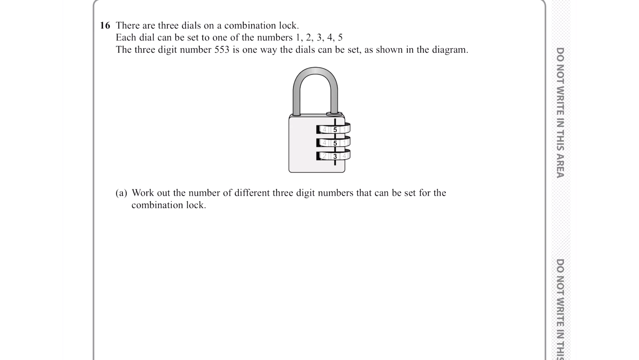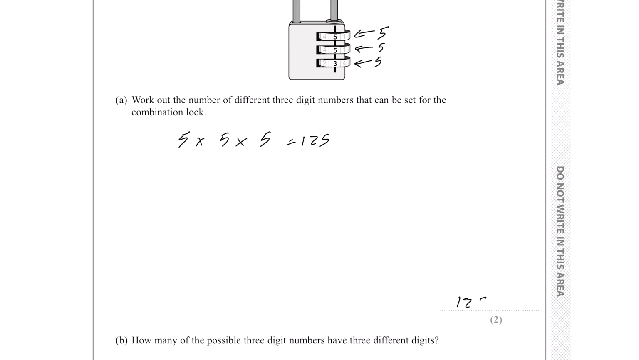So with the next one, we've been given a lock. Each combination can have 1, 2, 3, 4, and 5. So each one of these has 5 numbers on. Work out the total number of different digits that can be set. So the first one can have 5, the second one can have 5, and the last one can have 5. Now 5 times 5 is 25, and then 25 times 5 is 125. So that will become 125.